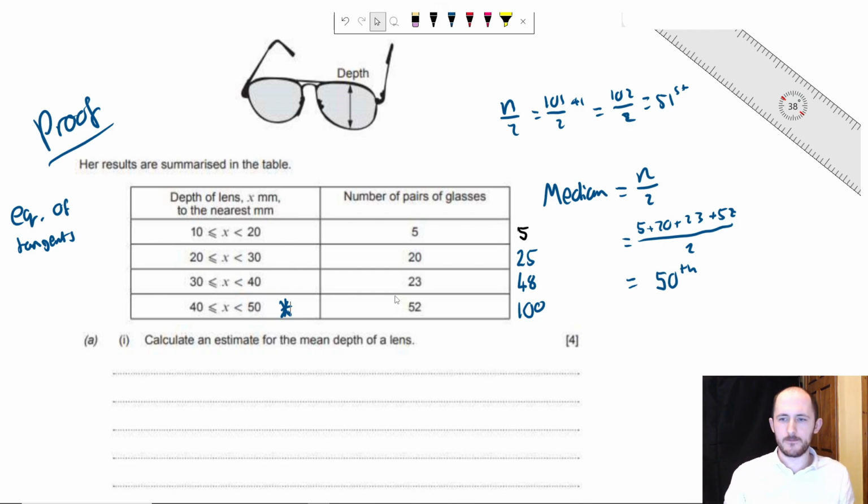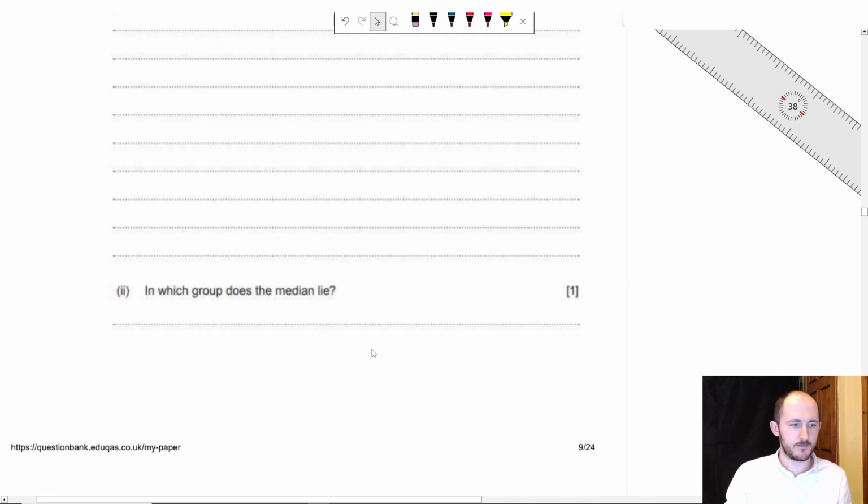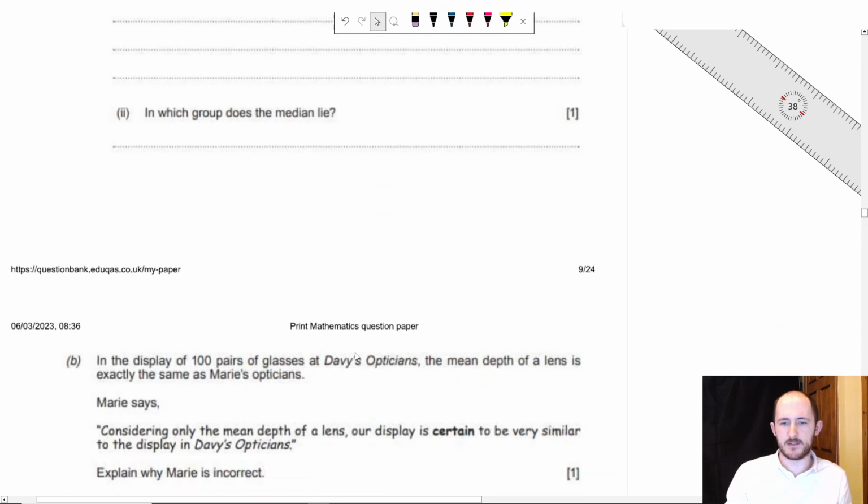Okay. So the median will be in this one here. Perfect. So 40 to 50.